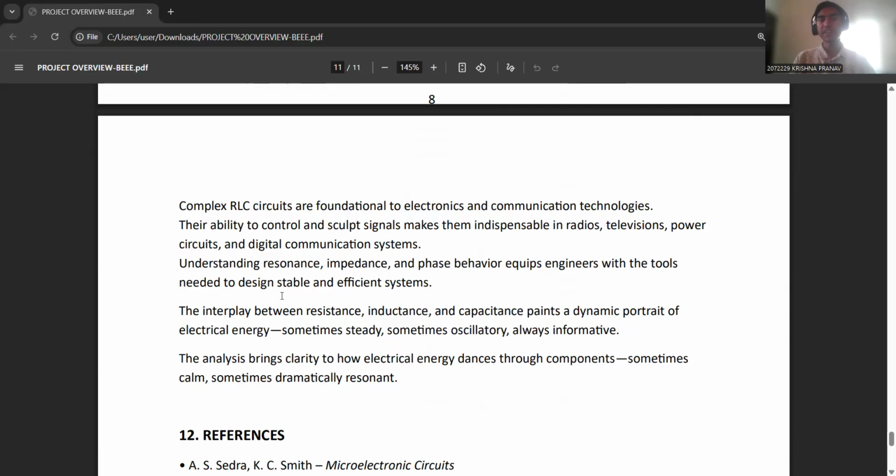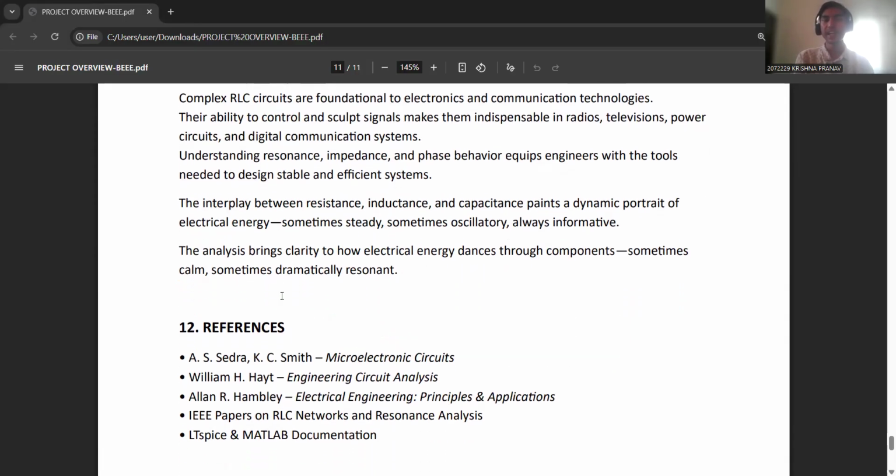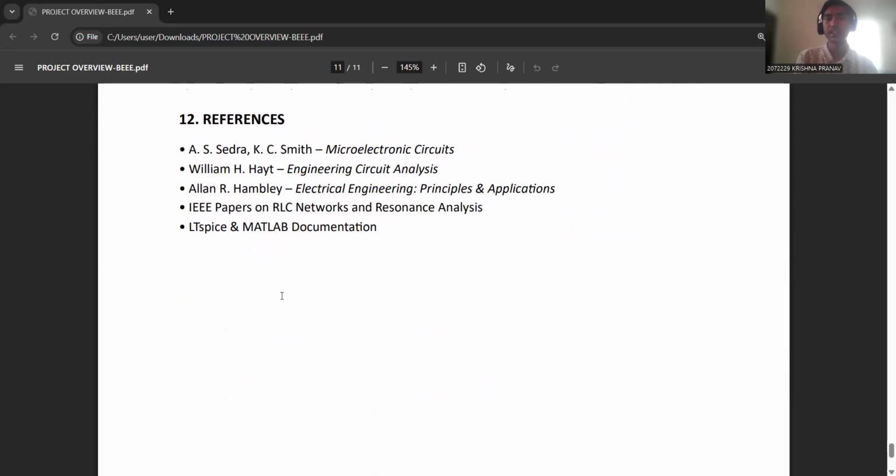The interplay between resistance, inductance, and capacitance paints a dramatic portrait of electrical energy, sometimes steady, sometimes oscillatory, always informative. The analysis brings clarity to how electrical energy dances through components, sometimes calm, sometimes dramatic, resonant.